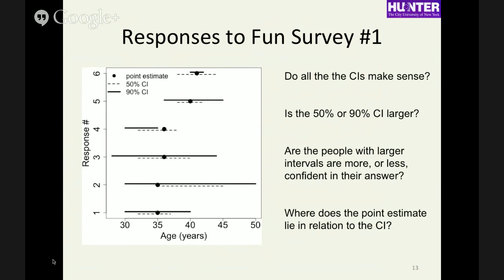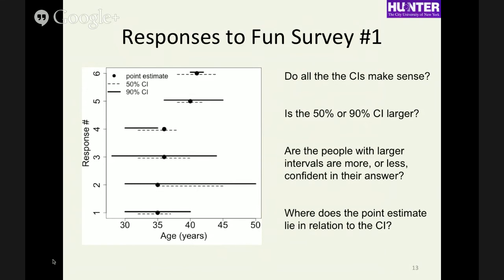So usually I prefer to avoid using the word confident for that reason, and say, are they less certain, or do they have more or less information? In this case, you all have basically the same information, so it has to do with your innate sense of self-confidence. Maybe some of you have training at age guessing, I don't know. And the point estimate typically is going to lie in the middle, but it definitely must lie somewhere within the confidence interval.